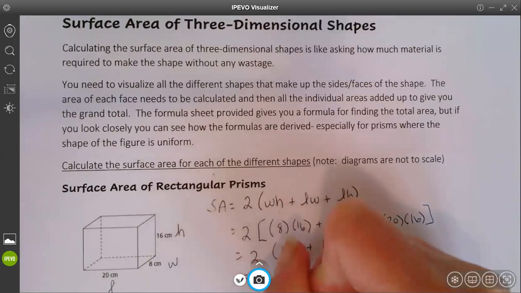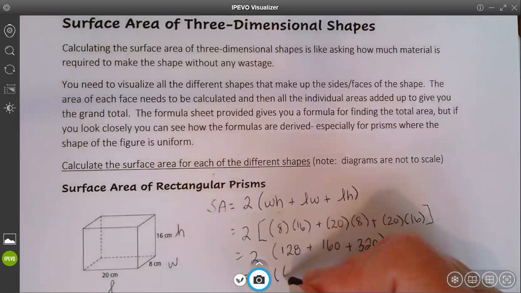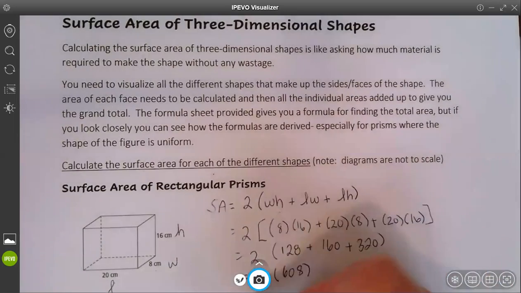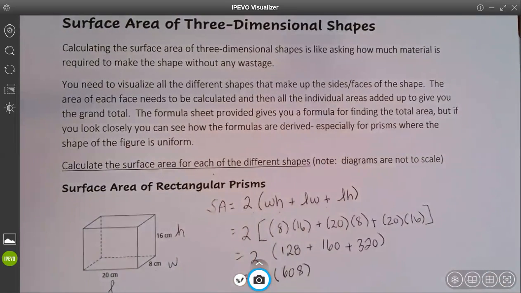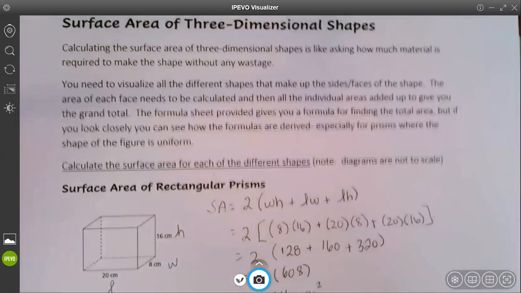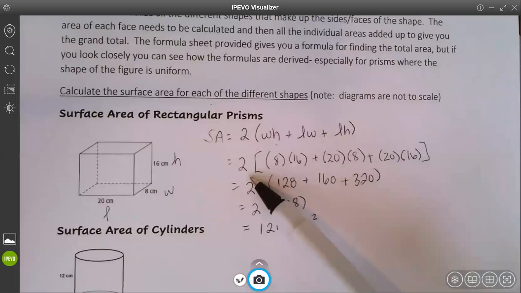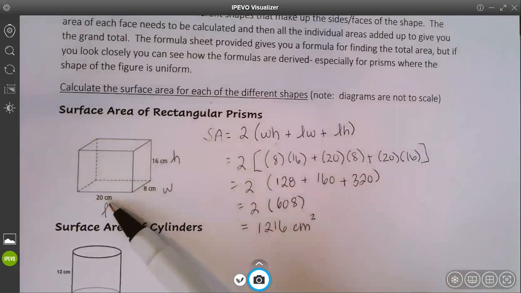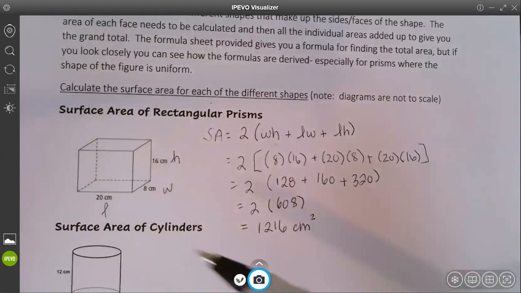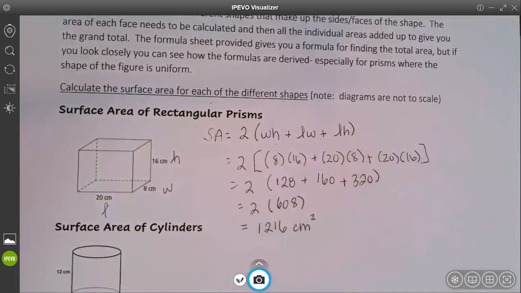And then what we're going to do is we are going to add up these 3 numbers inside the brackets. 128 plus 160 plus 320 equals 608. And then we're going to multiply that by 2 to get 1,216 centimeters squared. That is the surface area for this rectangular prism. Okay, so we're multiplying by 2 because there is congruency here. What happens at the front matches with the back, the sides match up, and the top and the bottom match up.